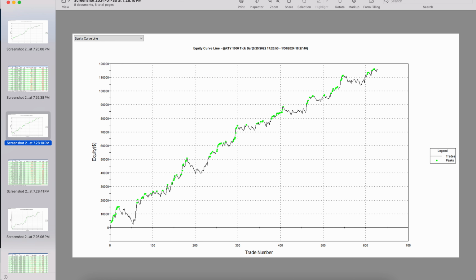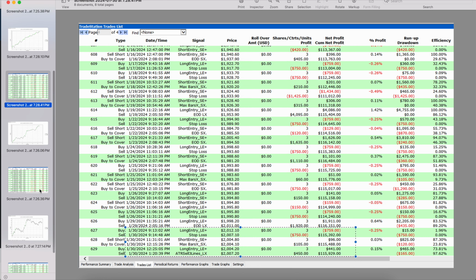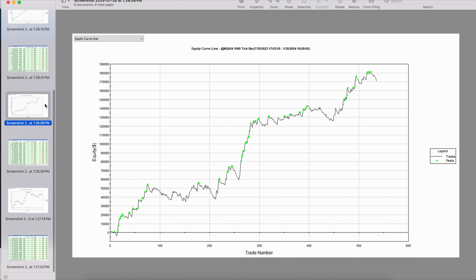The Russell, it's hanging out here at the top. Today's trades, 3 of them. One loser, 2 winners. Net negative, but that's no big deal. And then we're going to continue to look at the NASDAQ in 2 ways.